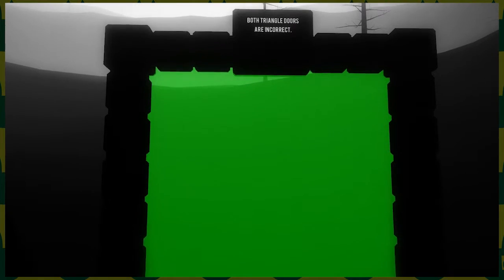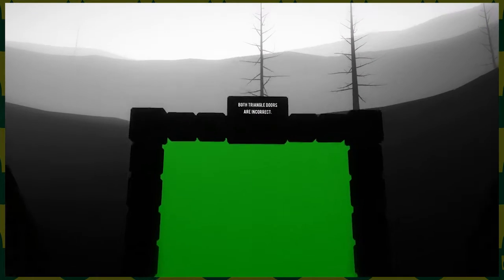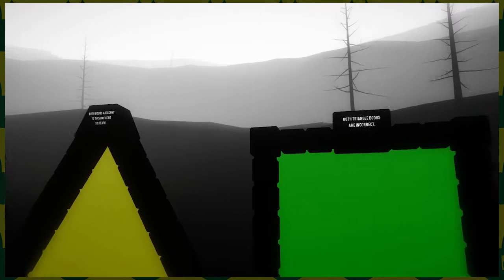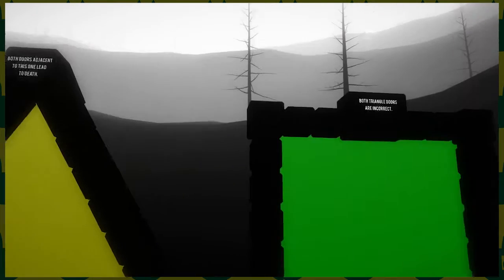Exactly two doors are correct. This is gonna be... I'm gonna look through this and I'm gonna be like, I can't put this on YouTube, because people can't think of how I'm thinking. It's really hard. My brain is just like, both triangle doors are incorrect. Both doors adjacent to this one lead to death. Both circle doors lead to... Wait, how many? Exactly two doors are correct.